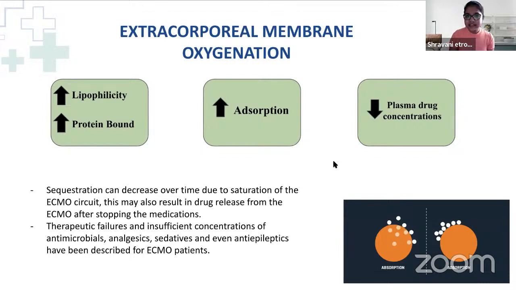And the next case is ECMO, extracorporeal membrane oxygenation. In case of ECMO, the patient is literally dependent on ECMO for respiration. There are two different kinds of ECMO, VV ECMO and VA ECMO. So what happens in case of ECMO? There are different kinds of tubes, and there's a tube in that ECMO. Usually the drugs which are highly lipophilic and highly protein bound get adsorbed.